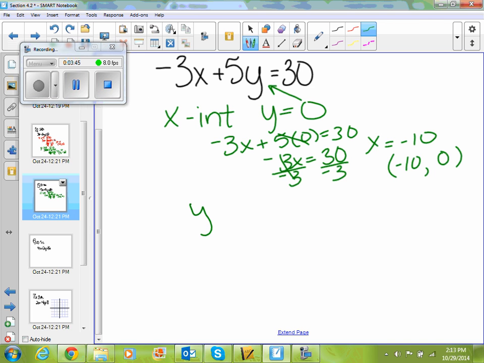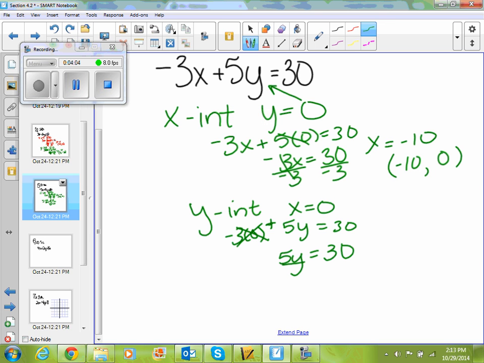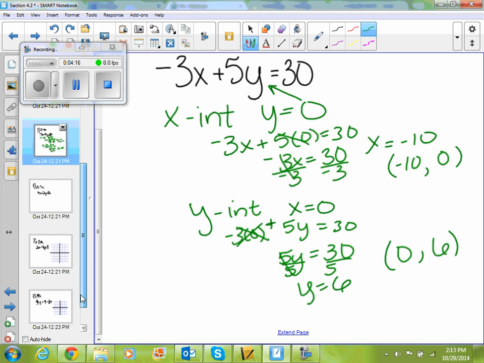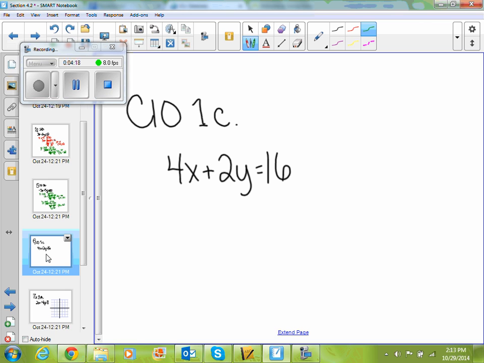Then to find my y, I do the opposite: x equals 0. So I'd end up with -3 times 0 plus 5y equals 30. So 5y equals 30. Divide by 5, so y equals 6. It'd be (0, 6). That's easy, I can do that in my head. Okay, good. Then do it in your head on your assignment.